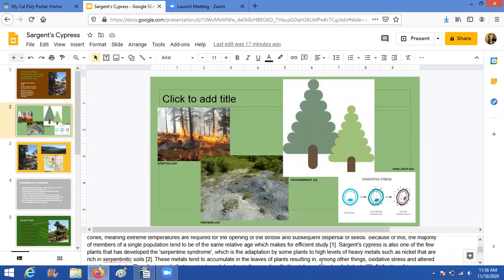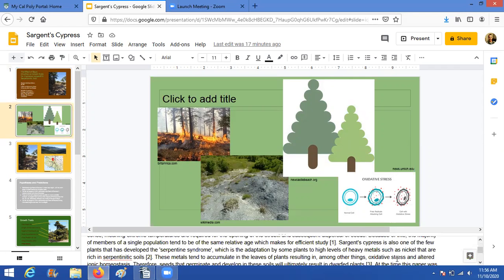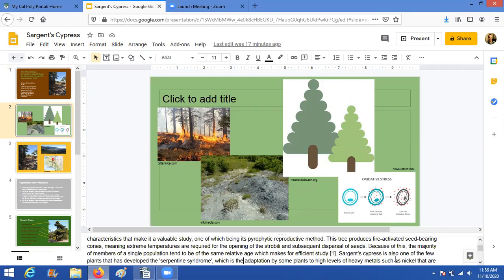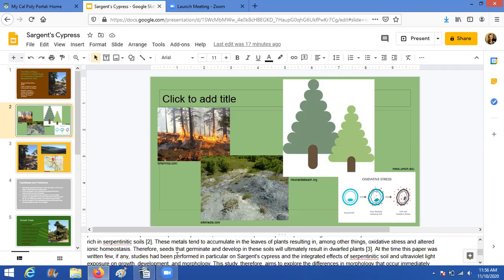Sargent cypress is also one of the few plants that has developed a serpentine syndrome, which is the adaptation by some plants to high levels of heavy metals, such as nickel, that are rich in serpentinitic soils, as seen here. This would be a serpentine barren. These metals tend to accumulate in the leaves of plants, resulting in, among other things, oxidative stress and altered ionic homeostasis. Therefore, the seeds that germinate and develop in these soils will ultimately result in dwarfed plants.